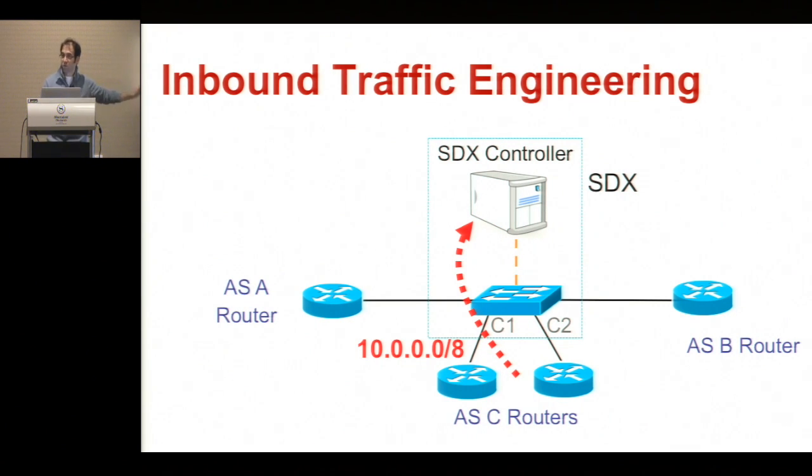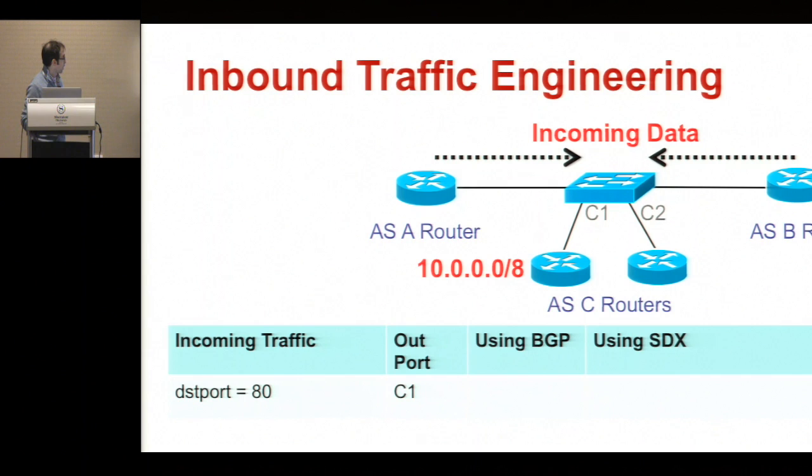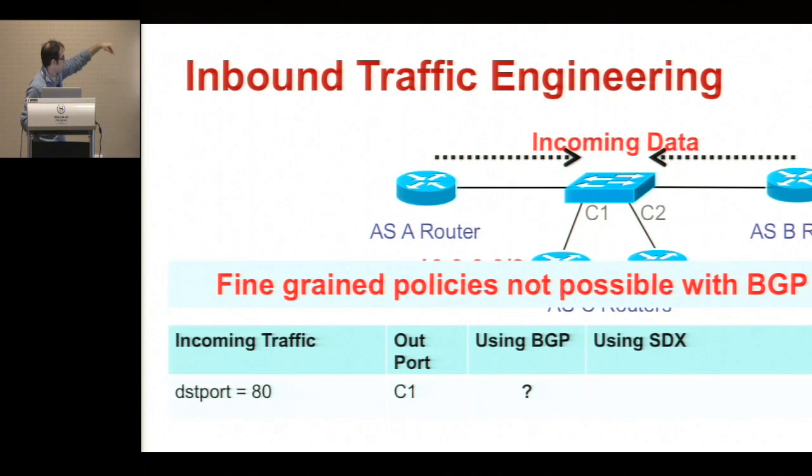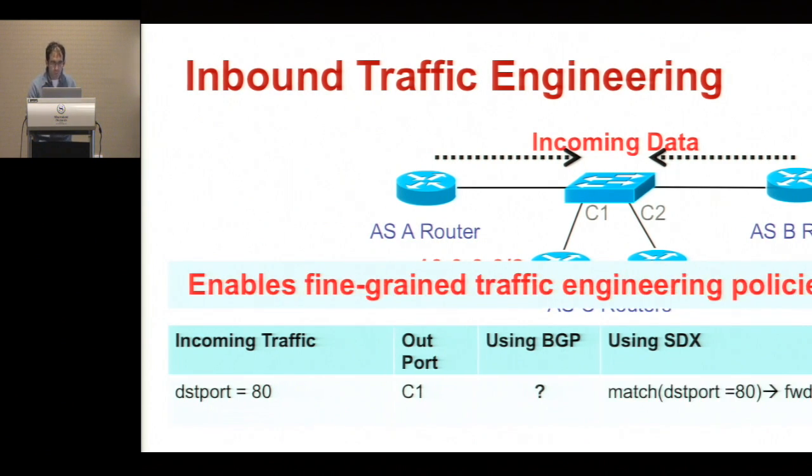AS would be autonomous system. That's basically just a network. If I'm network C, and I've got two routers connected to that switch, I might want to say, let's take my port 80 or web traffic, whatever's going over 80, and send that in via port C1, and let's send everything else in via port C2. That turns out to be really difficult with BGP because BGP is not so good at working with ports. But with something like SDN, that becomes a lot easier.